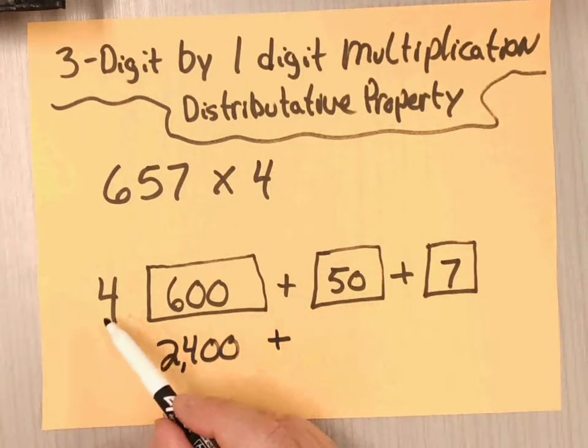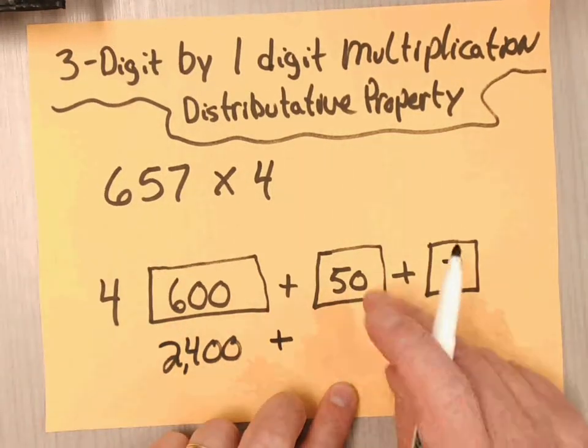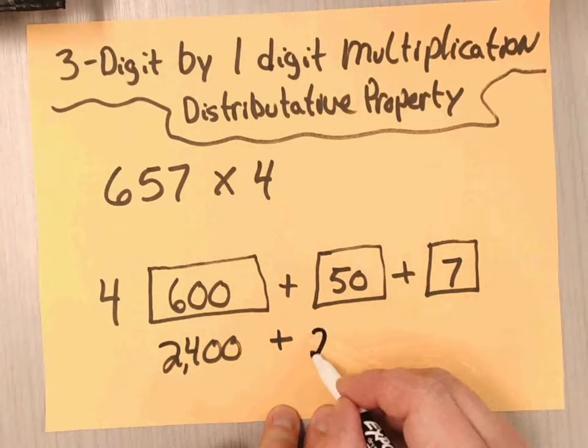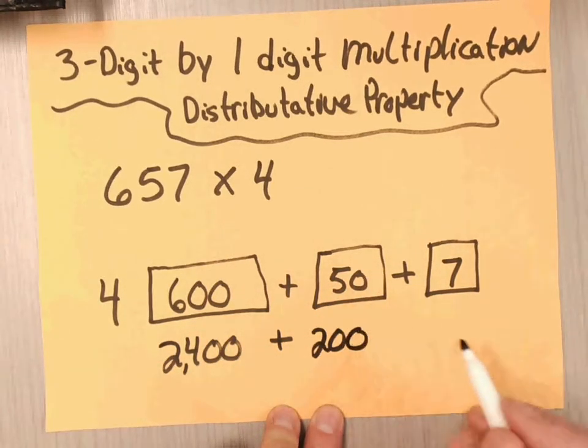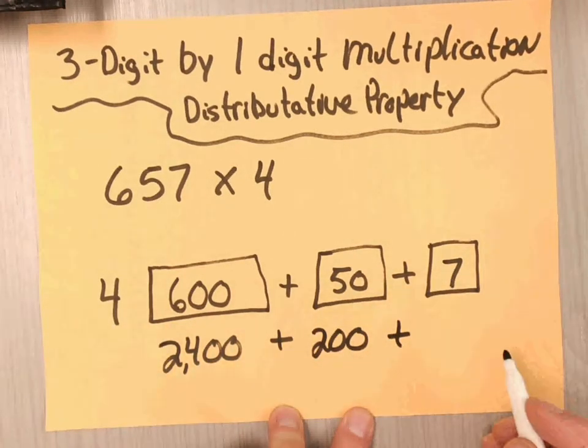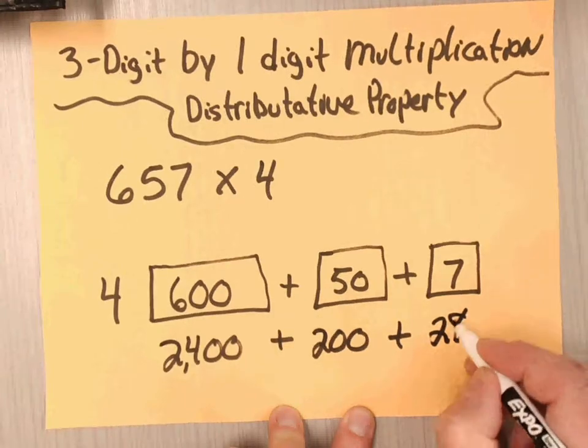Then you go to the next box. 4 times 50, cover up the 0. 4 times 5 is 20. Put the 0 at the end, so it makes it 200. And then 4 times 7 is 28.